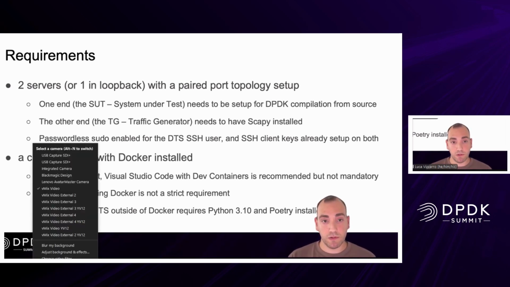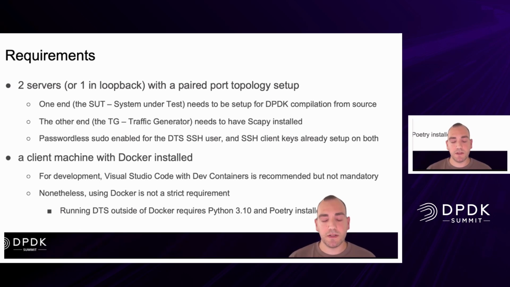So we have one node, which we call the system under test. This needs to be set up for DPDK compilation from source. And then on the other side of the link, we need to have a traffic generator. At the moment, we only support Scapy, and it's just for functional testing. So that needs to be installed on the traffic generator server. Finally, passwordless sudo should be enabled for the SSH user that DTS will use, and also the public keys need to be set up on both servers as well.